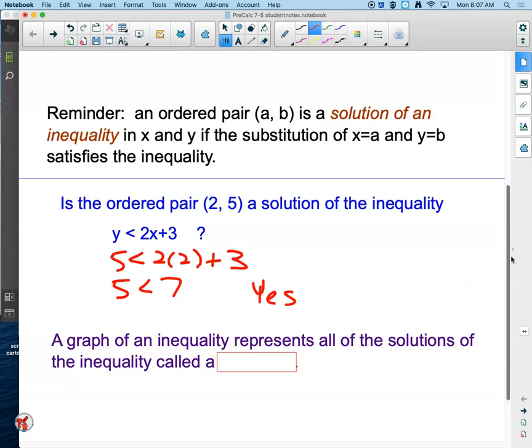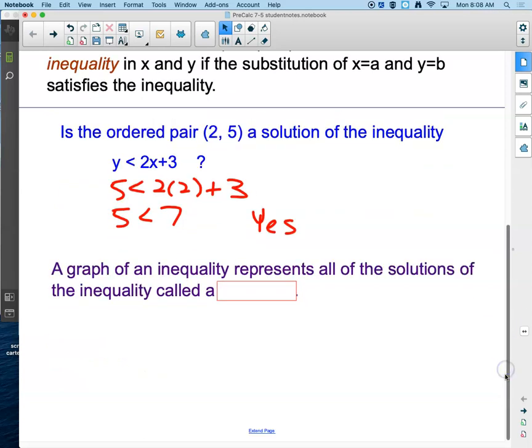So is it a solution? Yes. The problem with inequalities is that there are usually an infinite amount of solutions, so it's not something we typically want to leave as just one point. We'd prefer to have a graph that shows, here's where all the solutions are. And that's what we do when we're graphing inequalities. A graph of an inequality represents all the solutions of the inequality, and those are called a half plane.